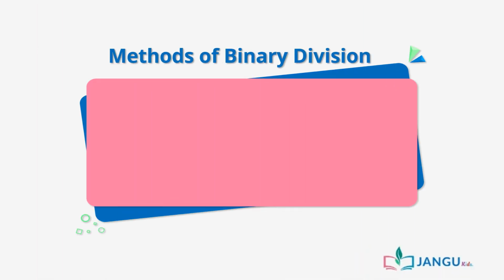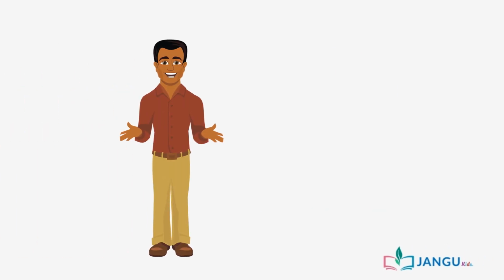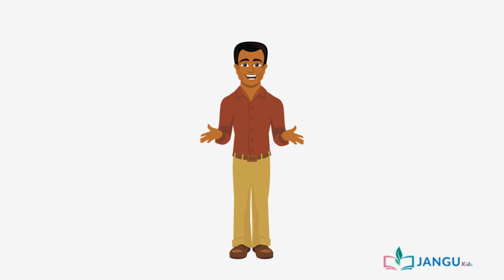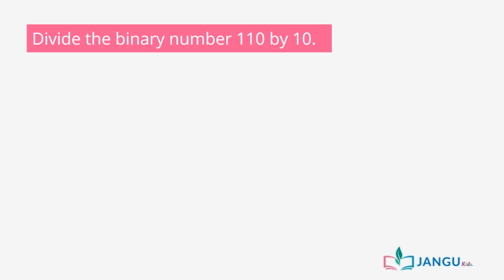There are two ways of carrying out division in the binary system. The first method is by long division as done in the decimal system, while the second method is the one obtained by repeated subtraction. In this first part of the lesson, you will learn how to divide binary numbers using the long division method. Let's look at our first example. Divide the binary number 110 base 2 by 10 base 2.